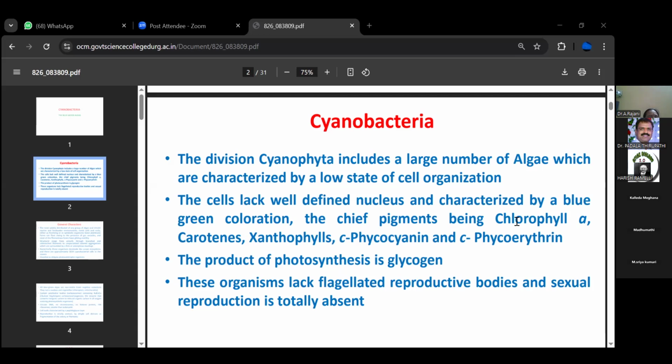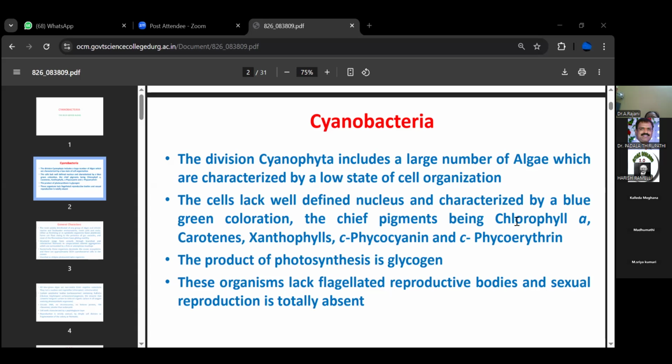Here, only chlorophyll A is found in the cyanobacteria pigments, and a few amounts of normal carotenes and xanthophylls. But what type of pigment is very dominant? C-phycocyanin and C-phycoerythrin. These two, cyanin is most dominant compared to the erythrin. That's why the color resembles blue-green. And you know, this is the product of photosynthesis.